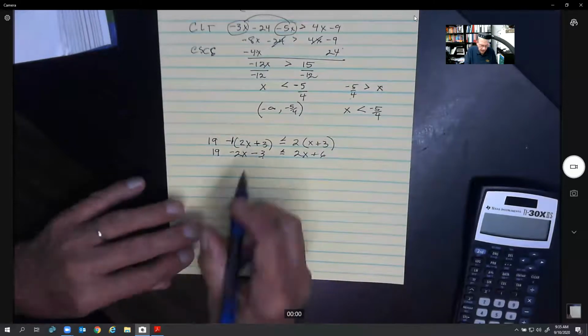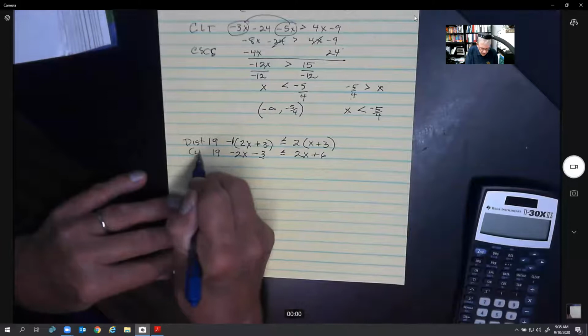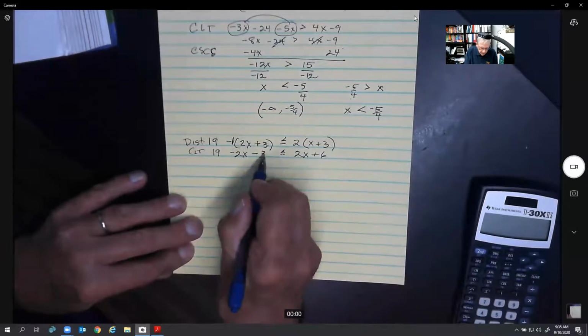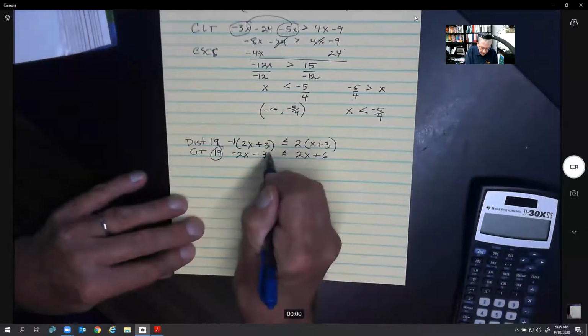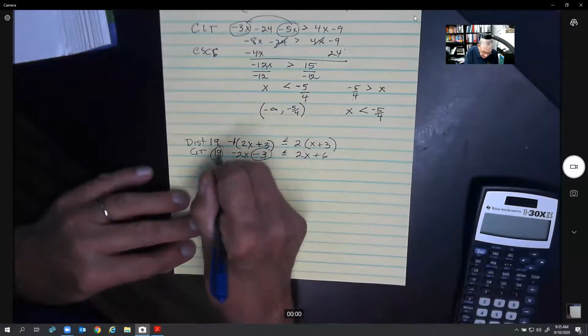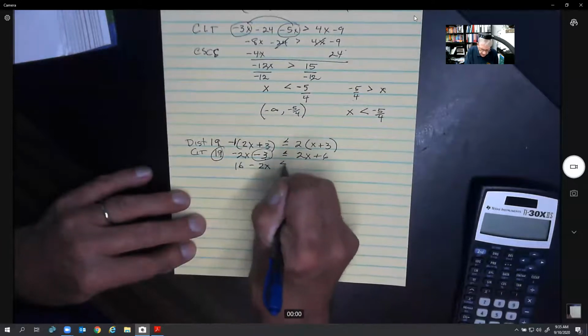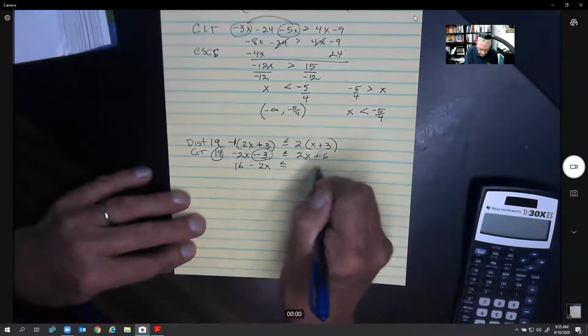All right, let's combine like terms. So I distribute, combine like terms. I'm going to put the negative 3 and the 19 together. Sometimes it's good to circle them. So that's going to be a positive 19, take away 3 is 16, minus 2x is less than. Don't forget to write the negative down.